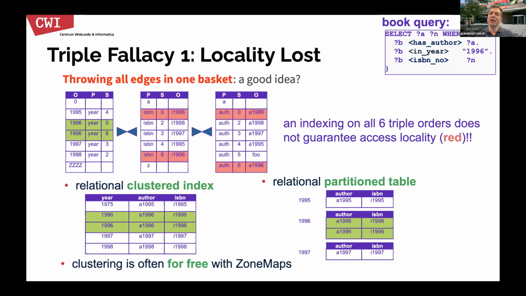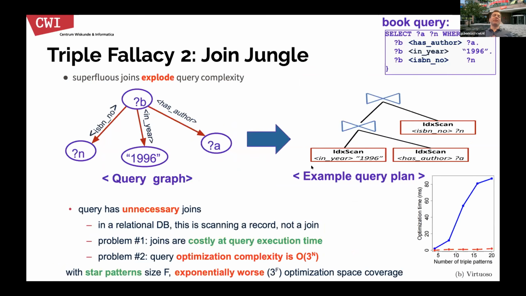And that means that this query, in a system that is aware of structure, is in the first place not a join, but it's actually a scan that will only read relevant data. And this locality you will lose if you take no interest in structure. And that is triple fallacy number 1. Triple fallacy number 2 is the join jungle. So by denying the structure in triple systems, you will actually create 1 join for every triple in your basic pattern. And these joins, resulting from star patterns, are unnecessary, because in a structured system you would not have a join there, you would just have a scan.